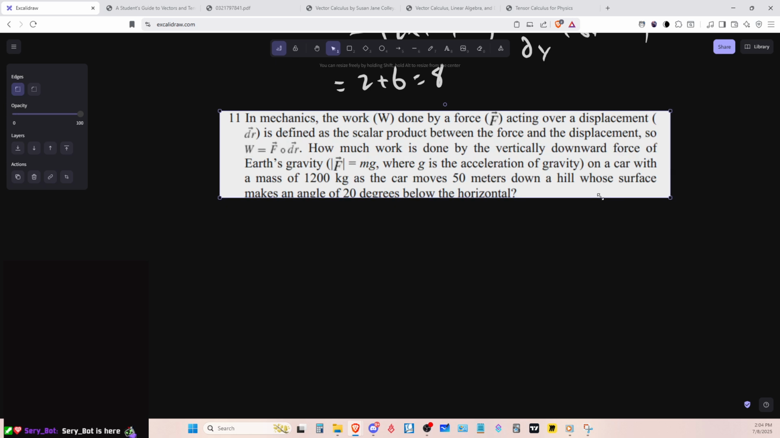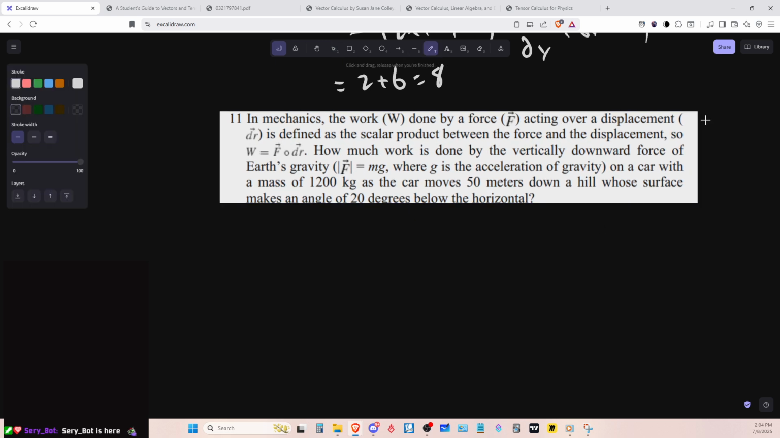Let's expand this like so. Okay, so what is the problem we're dealing with today? In mechanics, the work done by the force F that acts over the displacement dr is defined as a scalar product between the force and the displacement. So it is a dot product. For some reason I was going to say it's a divergence, but I don't think that's what we're aiming for here.